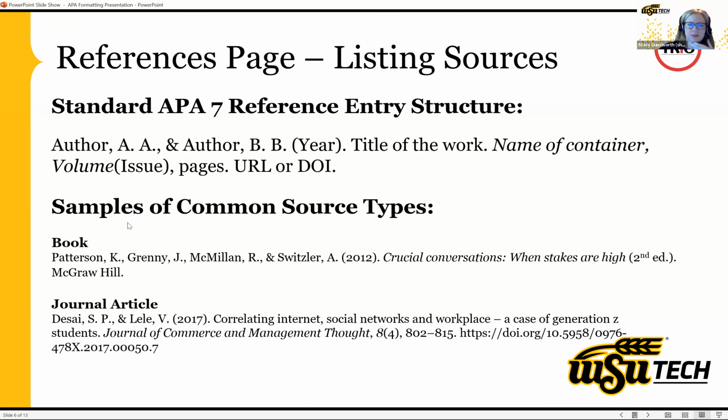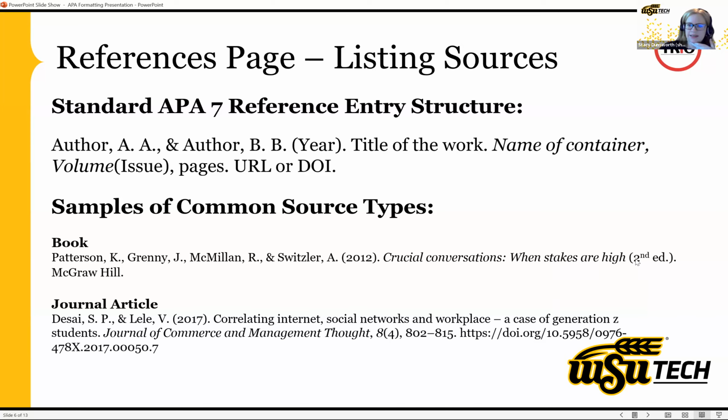So just to give you some samples of the common source types. First of all, the book. Note down here, Crucial Conversations: When Stakes Are High. This is the name of the book. Notice the first C is capitalized. Conversations is not. But there is a colon right here, so we know that we have to capitalize the first word of the rest of the title.